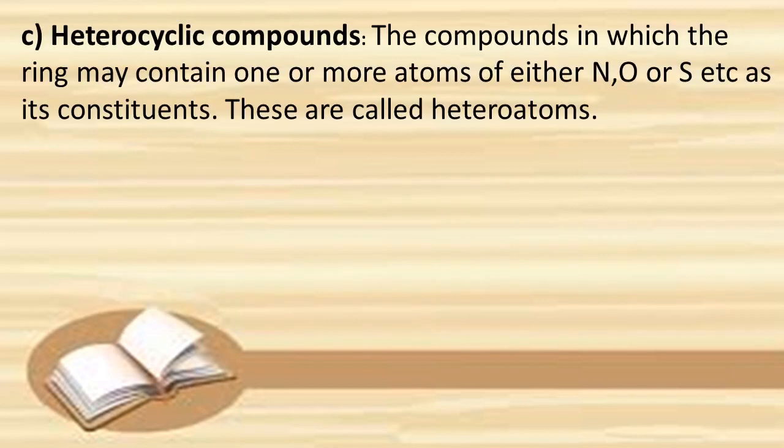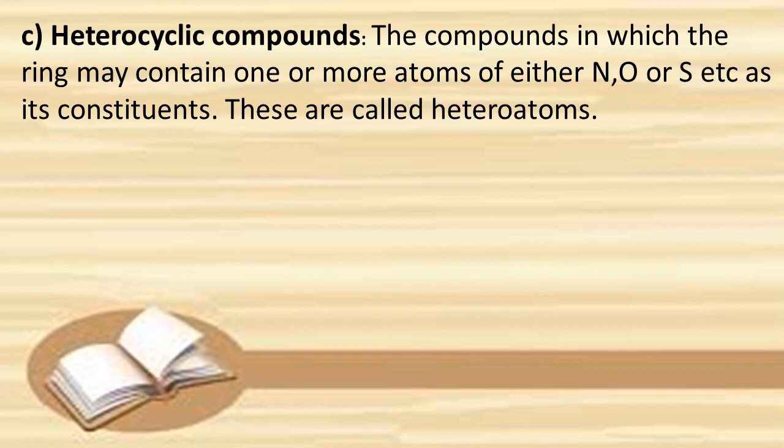Next category is heterocyclic compounds. We have another category of closed chain compounds. Here, other than hydrogen, it can also have one or more atoms of nitrogen, oxygen or sulfur, etc. as its constituents. As we know, carbon has more affinity to combine with hydrogen, no doubt, but other than hydrogen, carbon can also combine with other atoms like nitrogen, oxygen or sulfur. If such atoms are arranged in the ring formation, then we call that group of compounds heterocyclic compounds.